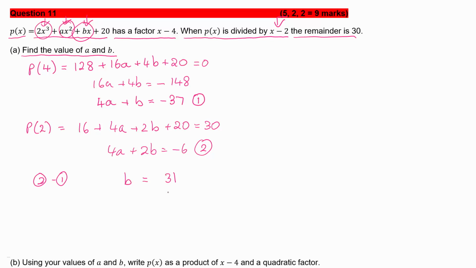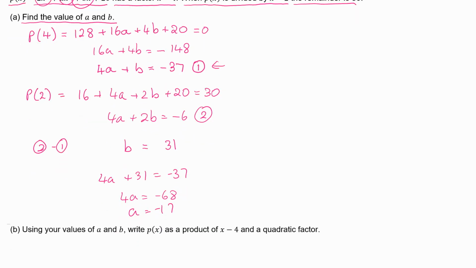And then if we know that b is 31, 4a plus 31 equals negative 37. I'm substituting into 1 here. Gives me 4a is negative 68. So a is negative 17. What that means, of course, is that our polynomial is 2x cubed minus 17x squared plus 31x plus 20.